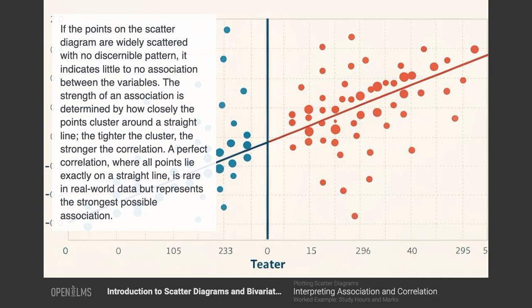between the variables. The strength of an association is determined by how closely the points cluster around a straight line. The tighter the cluster, the stronger the correlation. A perfect correlation, where all points lie exactly on a straight line, is rare in real-world data, but represents the strongest possible association.